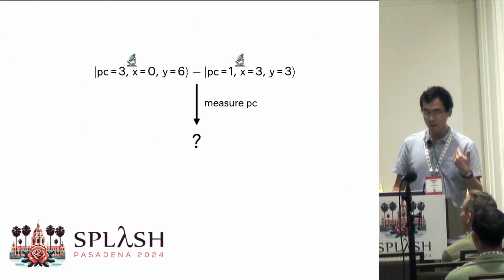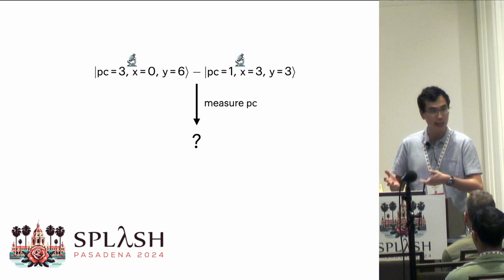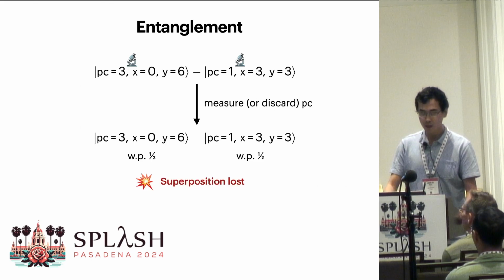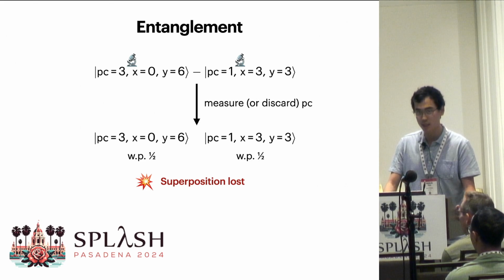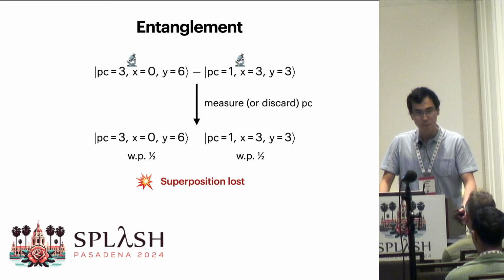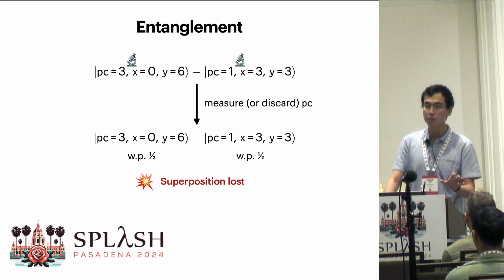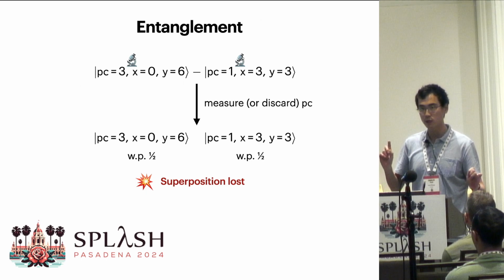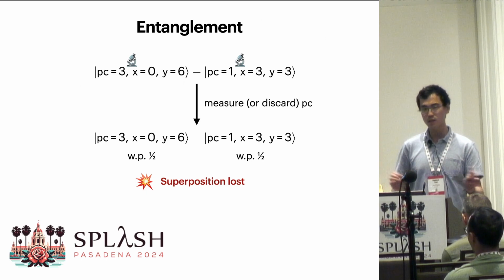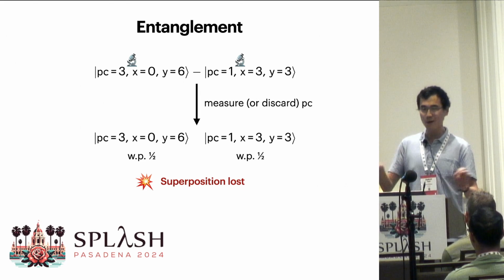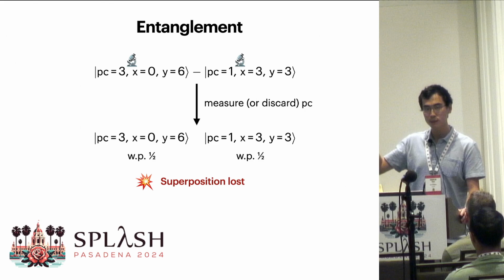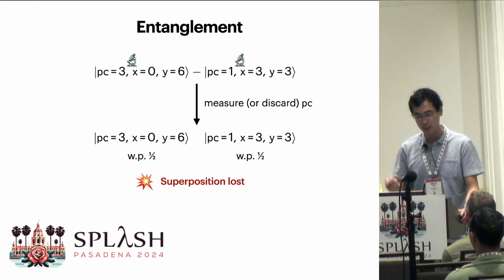Measurement will allow us to turn quantum data into classical, but something very bad happens if we try to measure the program counter here. A phenomenon called quantum entanglement kicks in. You may have heard of this concept. It states that in certain quantum states, measuring a part of the quantum state will collapse the superposition of not only the part that you measured, but the entire state. So if you try to get rid of the program counter here by measuring it, or even via other underhanded techniques like throwing it out or pretending that it never existed, quantum mechanics will dictate that the superposition of x and y, the data you care about, will also collapse.